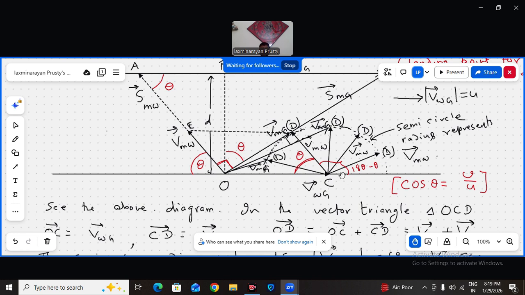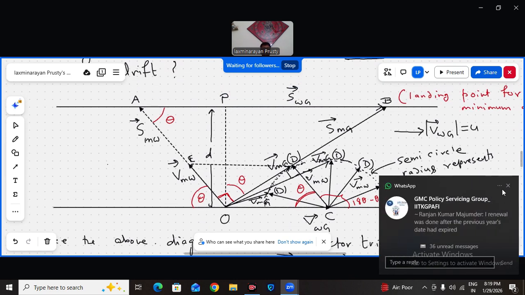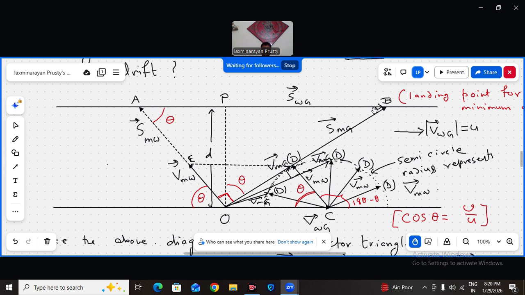If he orients his body like this, then OD, which is VMG, will be like this, and he will land somewhere very far away, maybe 100 kilometers from the direct point, which we cannot even show in the diagram. But he has to minimize the drift. Drift means the distance PB, from P to the landing point. He has to minimize the distance between P and B. What should he do?